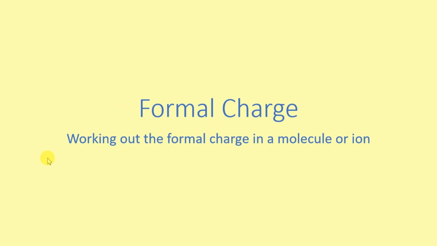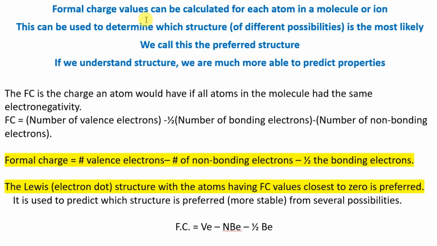Formal charge. We're working out the formal charge in a molecule or ion. Formal charge values can be calculated for each atom in a molecule or ion. This can be used to determine which structure, if there are different possibilities, is the most likely. We call this the preferred structure. If we understand structure, we're much more able to predict properties, and that's what the IB is all about.